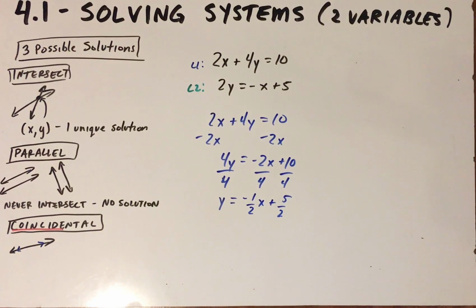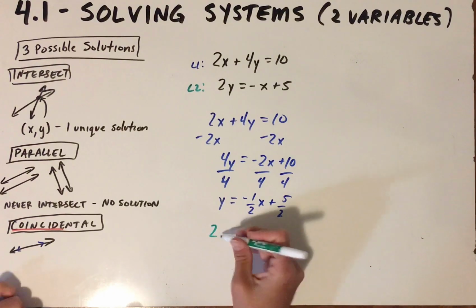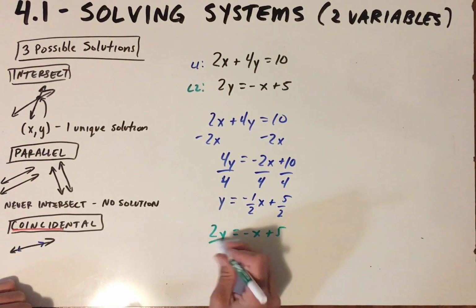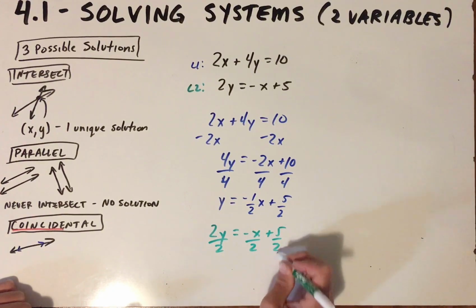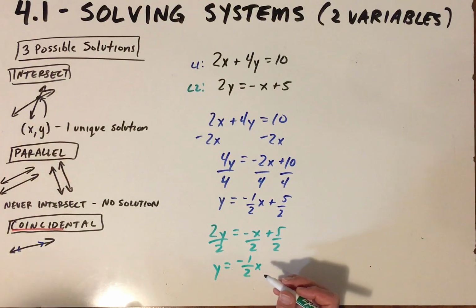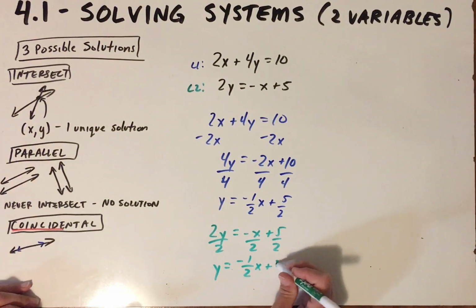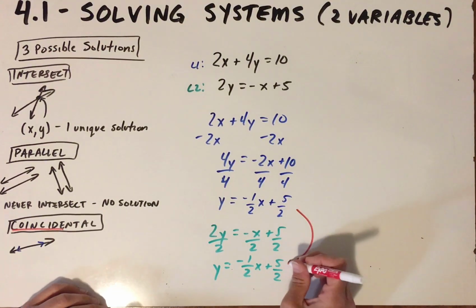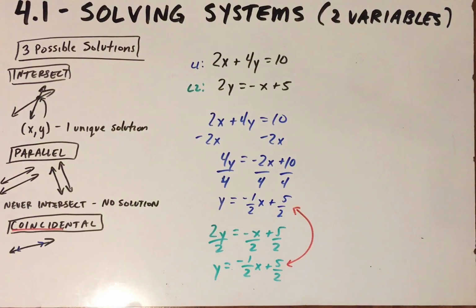Okay, so that's my line 1. Line 2 is just one step away from being in slope-intercept form, so I'm going to solve it for slope-intercept form. I'm going to divide by 2, and we can see that y is equal to negative 1/2 x plus 5/2. And if you look at these lines, you can see that they are exactly the same line.